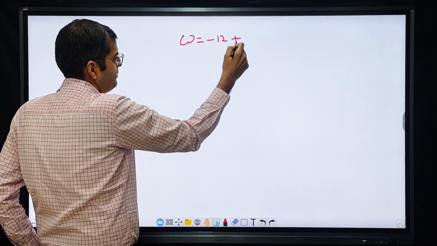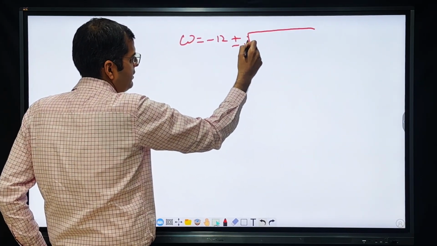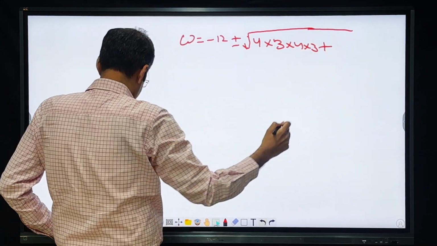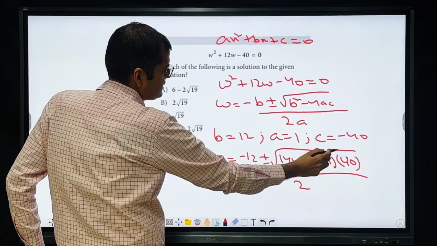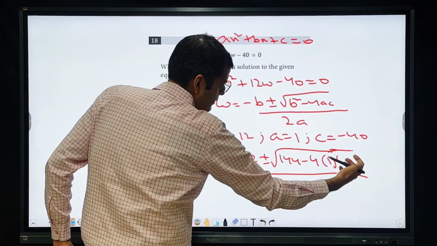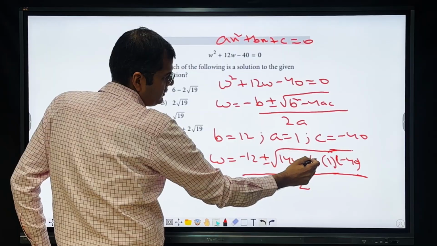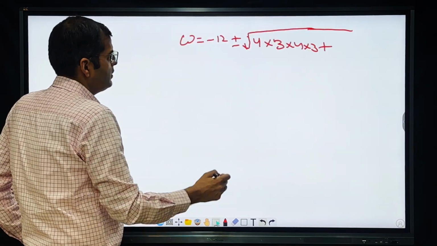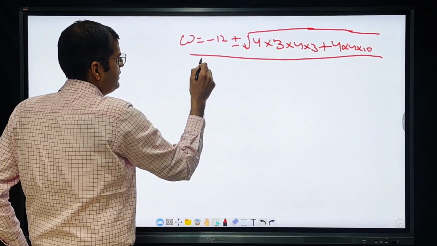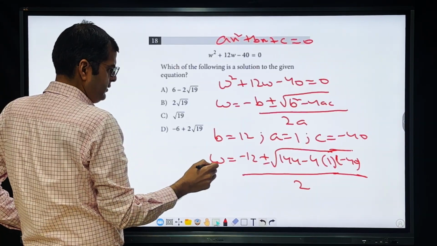W is equal to minus 12 plus minus under root of 144, which can be written as 12 into 12, which is 4 into 3 into 4 into 3. Plus, why plus? Because this is minus and there is minus 40. Minus and minus 40 becomes plus. So plus 4 into 40. So that is 4 into 4 into 10 divided by 2a. And a is 1, so divided by 2.